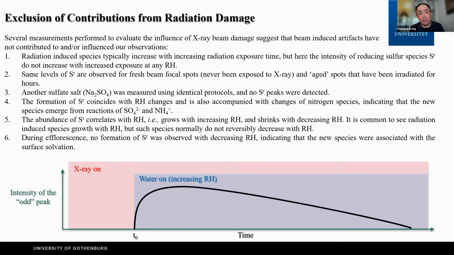But here is the really solid proof that it cannot be beam damage. This is an illustration of our measurements. Typically we have X-rays shining on a spot on a surface. This is the spot we are looking at. Then we add water by increasing the RH. Then we see this odd peak, this reduced sulfate, appearing at this point, at T0. But at this point, we cannot rule out that this species formed when we have both the water and the X-ray. At this point, we have two components. So maybe this is beam damage that only requires the water to be present as well.